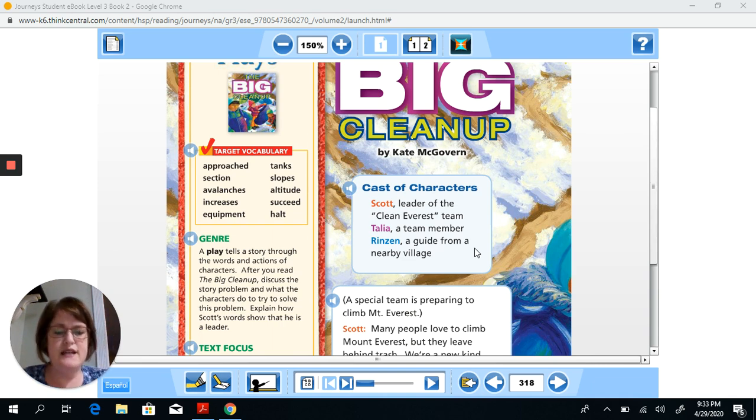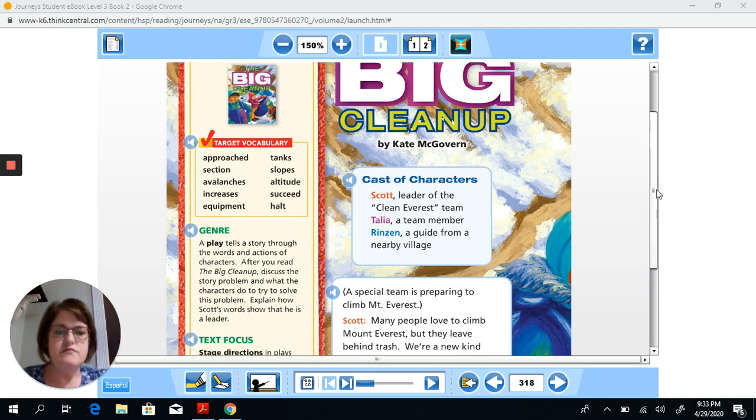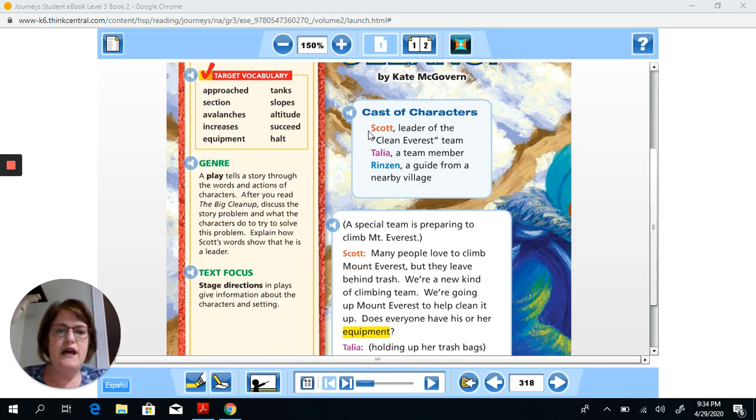It still has a plot. It still has characters, a beginning, middle, and end, problem and solution. Problem, of course, is the conflict, and the solution is how the problem is solved, but it's just told in a different way. So over here we have the cast of characters, Scott, Talia, and Renzen.